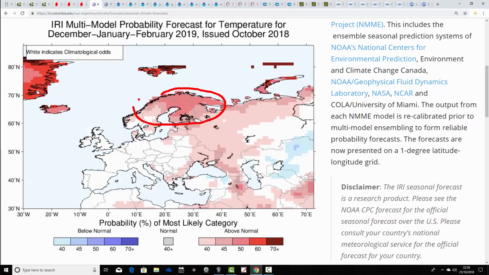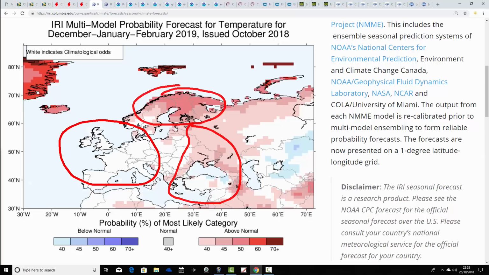We see that northern Scandinavia is being forecast to have a milder than average winter, as is the far east, southeast of Europe. Out in the west and through the central areas, the probability is for sort of average normal temperatures. So we're neither favouring warmer than average or cooler than average at the moment with the probability forecast from IRI. What I can say though is that this model tends to favour warmer probabilities.